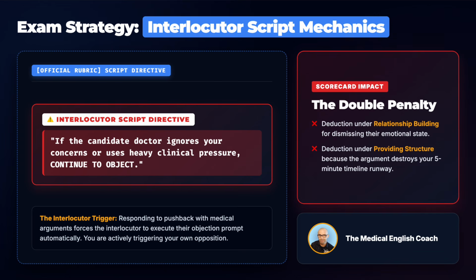This means when you respond to pushback with medical arguments, you are actually forcing the interlocutor to execute their objection prompt. That triggers a brutal double penalty on your mark. You lose points under relationship building for dismissing their emotional state, and you simultaneously lose points under providing structure because the resulting argument destroys your 5-minute timeline runway.